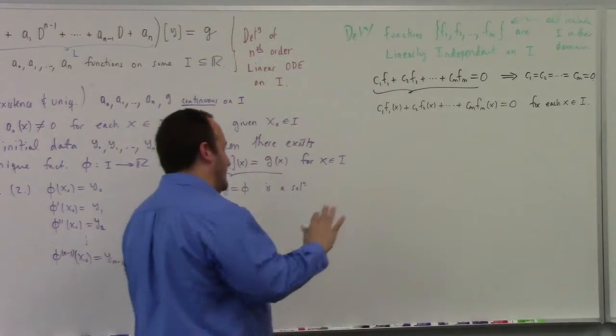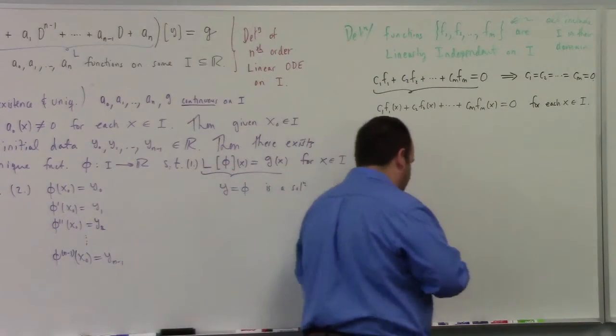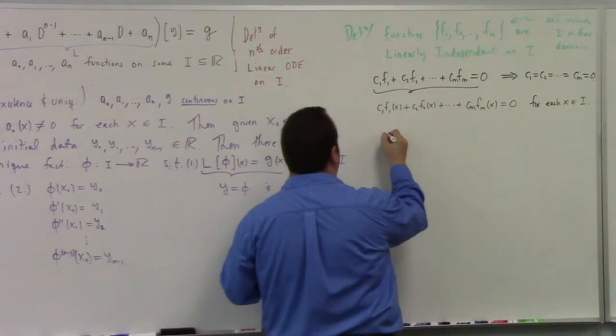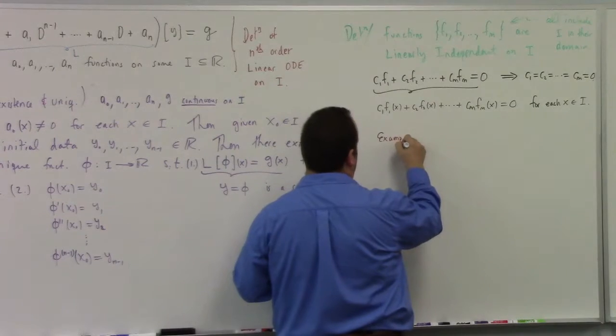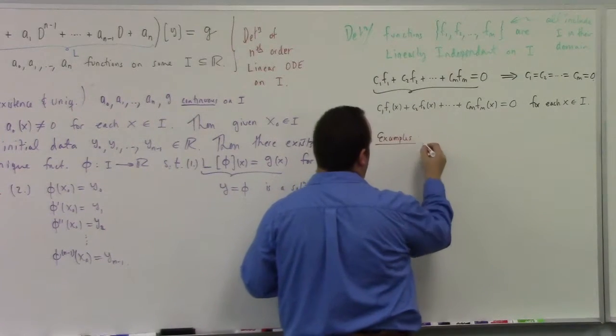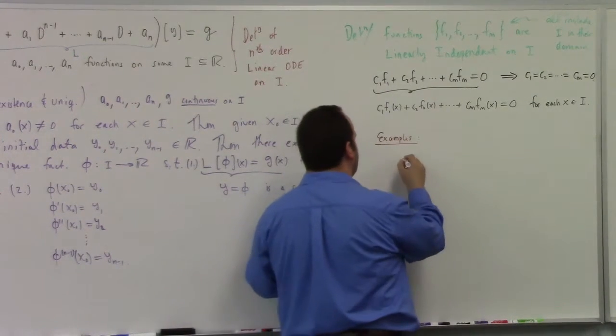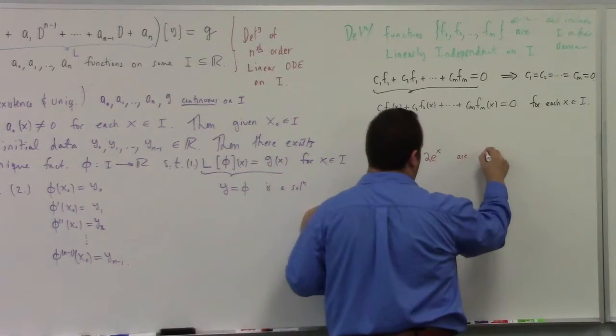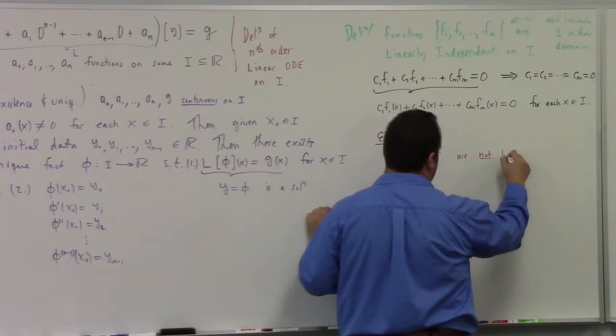Let me kind of find out. Let me just get out of my system. Here's a stupid and subtle example. So for some example, I'll start with an easy example. e to the x and 2 times e to the x are not linearly independent.